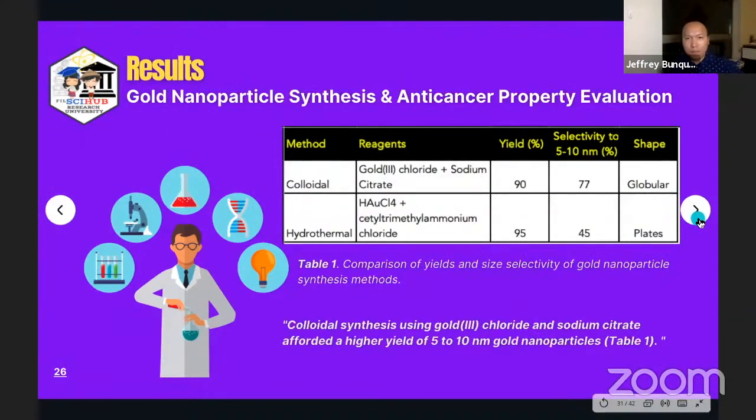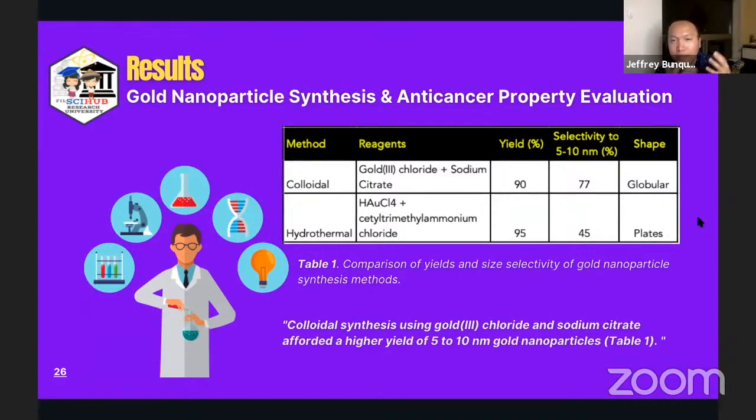Okay. So, in the form of a table, so ito po for example, so ang sabi natin kanina, mag-screen tayo ng dalawang synthesis methods, colloidal and hydrothermal. So, you can summarize some of the data na hindi niyo po pwedeng present in the form of a graph. Kasi for example, if you're comparing two different methods, you actually have to provide details about like the materials that you use, the yields, selectivity to the right size.